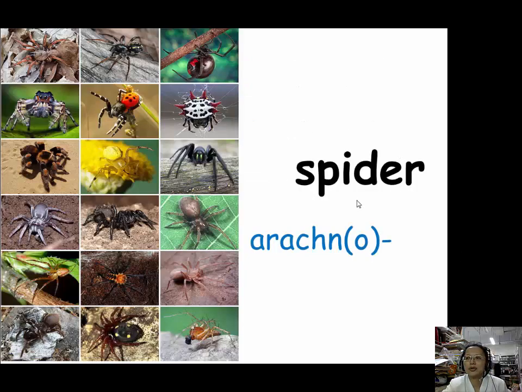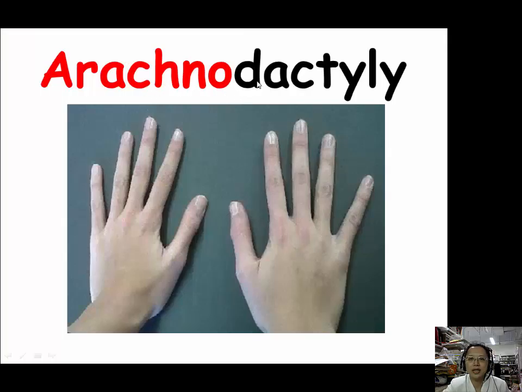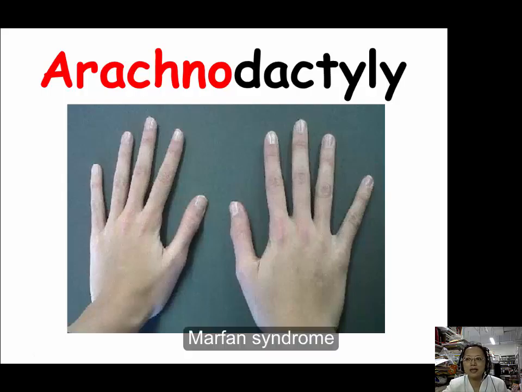And for spider, we could use this prefix arachno, A-R-A-C-H-N-O. Our example is arachnodactyly. Arachnodactyly meaning a condition that is characterized by abnormal length and slenderness of the fingers, as shown in this picture. Don't you think this person has really long and slender fingers? And also toes. And sometimes it is also called acromacria or spider finger for person with Marfan syndrome.